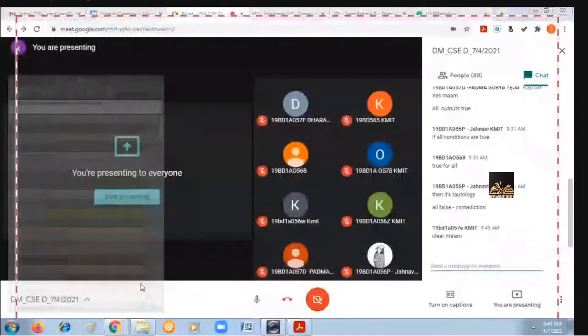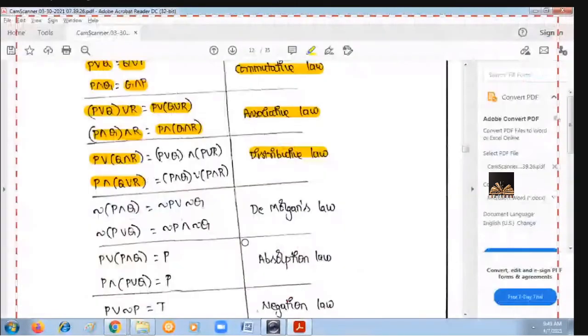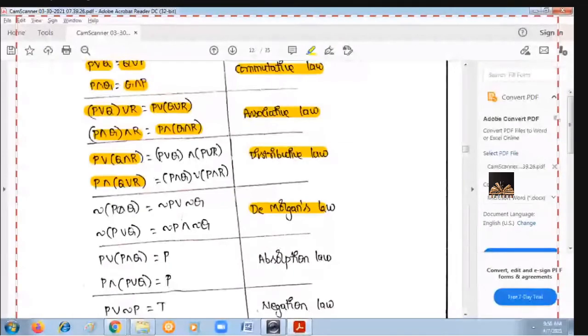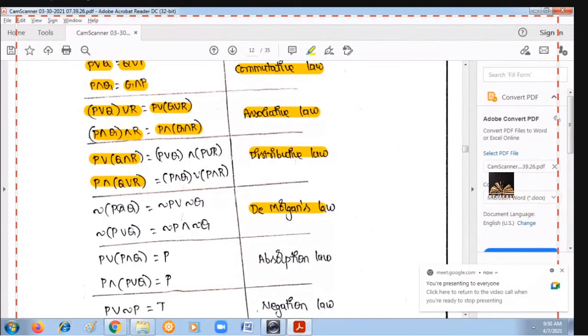De Morgan's law. So De Morgan's law is when you have a negation to a term, then the negation can be applied to the individual variables within the braces just by changing the connective. That is, if it is a conjunction, it changes to disjunction. If it is a disjunction, it changes to conjunction. So negation of P and Q is equal to negation P or negation Q. Similarly, negation of P or Q is also equal to negation P and negation Q.